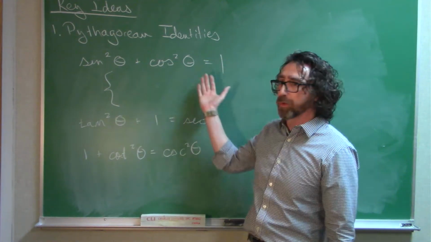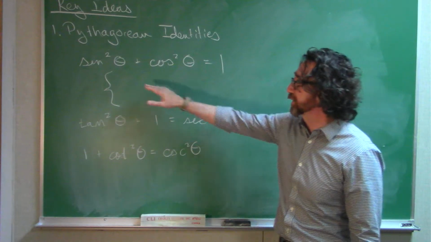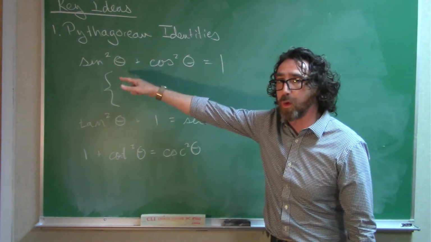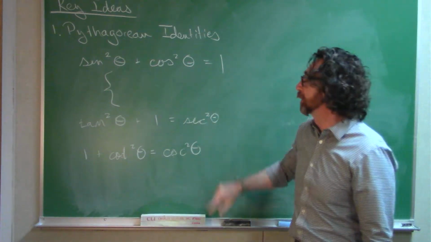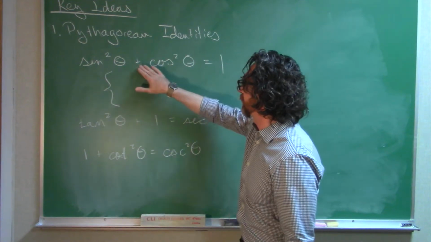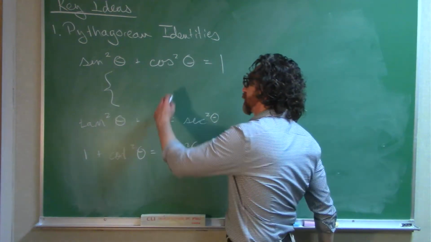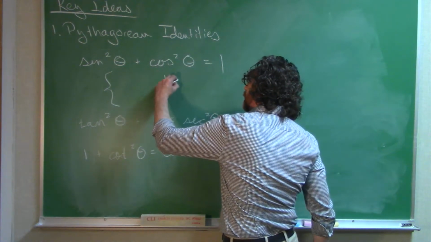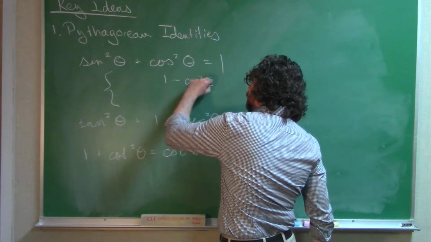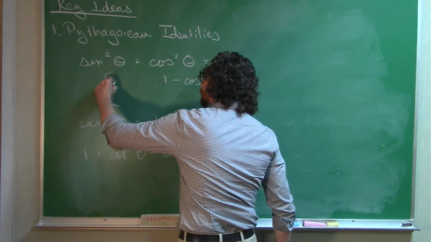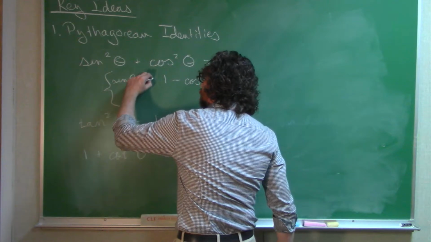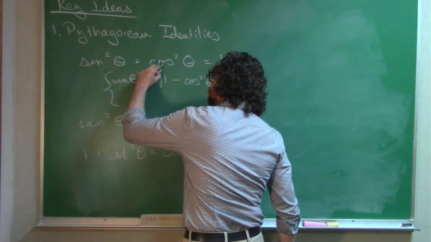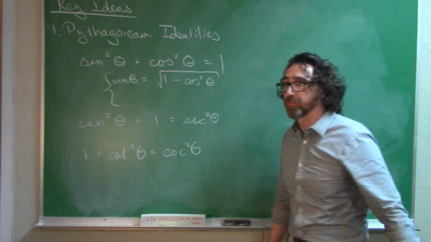But this first one I want to think about a little bit more. There are a couple of equivalent forms for this. For example, you could solve for sine. If you want to get sine by itself, you'd have to subtract away the cosine squared. So you'd have 1 minus cosine squared theta. Now that would be sine squared, so we'd have to take a square root to actually get the value of sine.